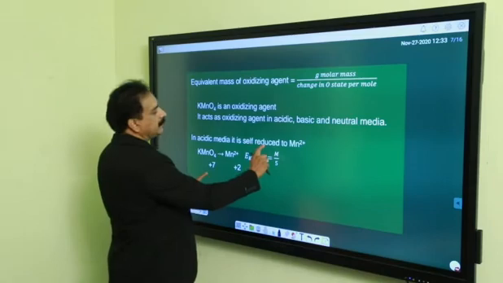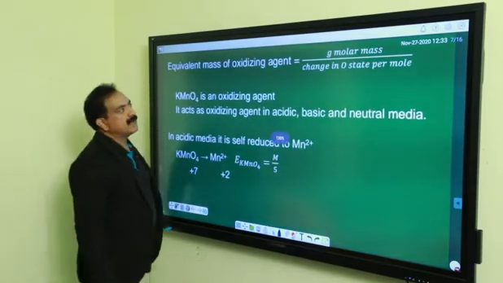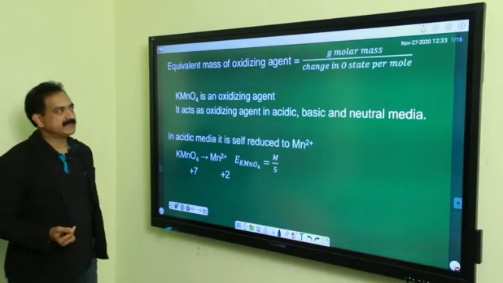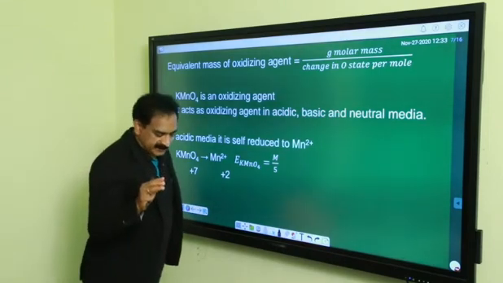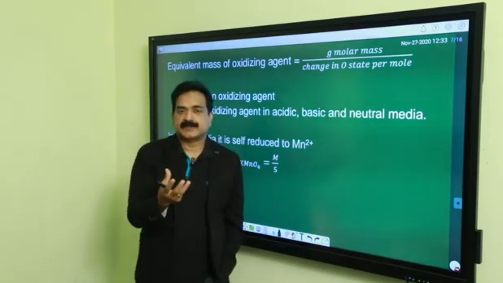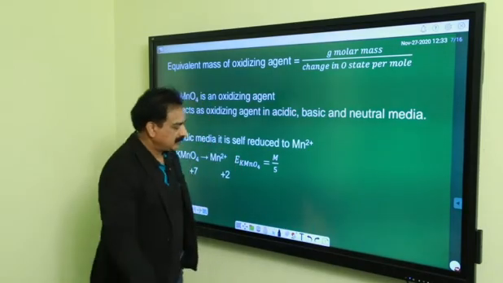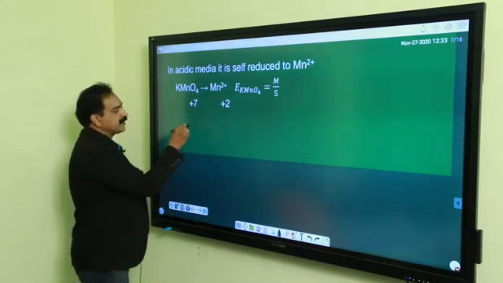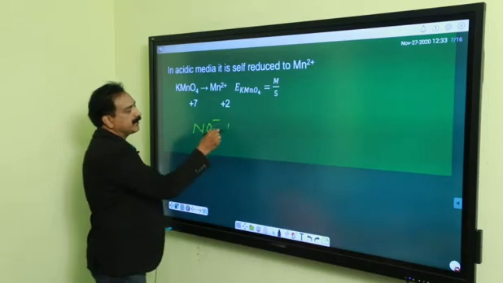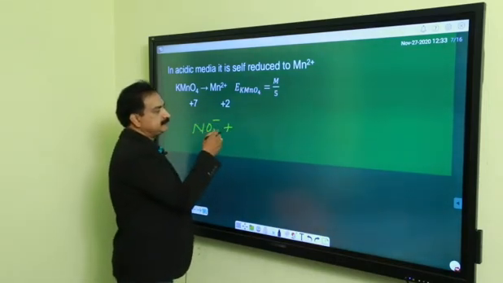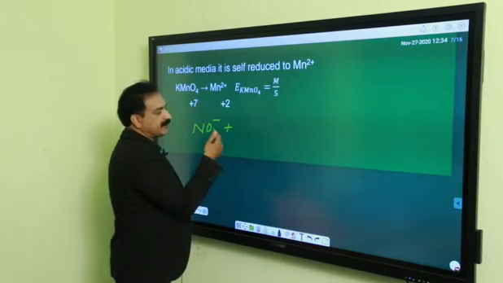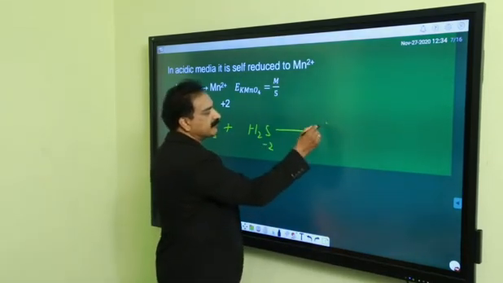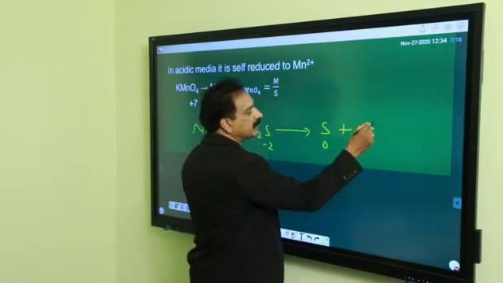All right. Now comes the equivalent mass of an oxidizing agent. This is very, very important. What is an oxidizing agent? An oxidizing agent is a species which oxidizes the other one. Say suppose we are given a reaction: NO3 negative, or HNO3, reacts with, say, H2S. And in this reaction we are getting sulfur and we are getting NO2.